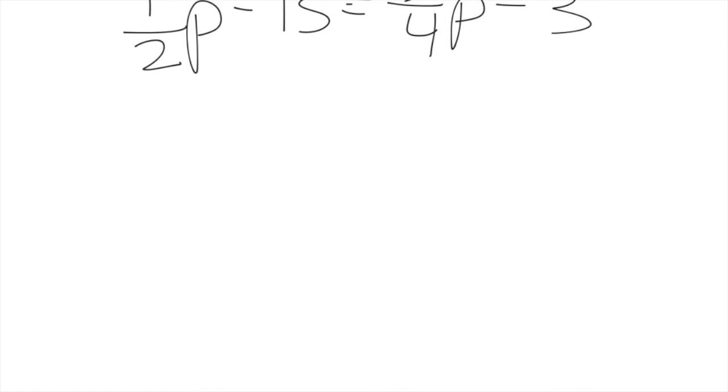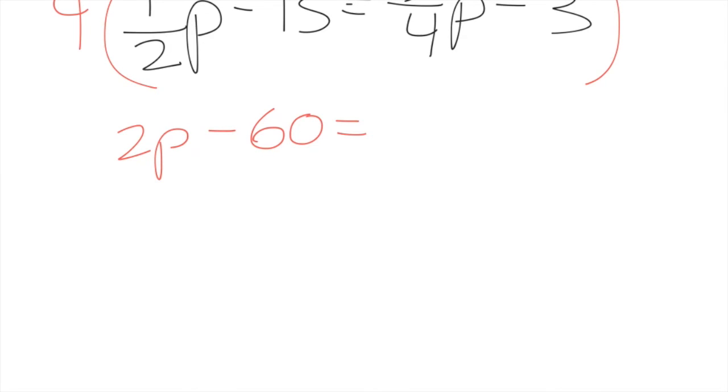Okay, let's see if you got the right answer. I would have started and I would have multiplied the entire equation by 4. 4 times 1/2 p would give me 2p. 4 times negative 15 is negative 60. 4 times 3/4 p is 3p. And 4 times negative 3 is negative 12.